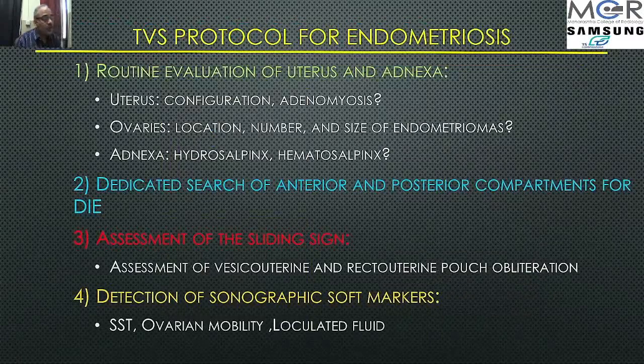So what is the TVS protocol for endometriosis? 1. Do a routine evaluation of uterus and adnexa. Look for the configuration of the uterus, whether there is adenomyosis. In ovaries, locate them, and note the number and size of the endometriomas if you find them. In adnexa, look for hydrosalpinx or hematosalpinx. Then do a dedicated search of the anterior and posterior compartments for DIE, that is deep infiltrating endometriosis, and then do the assessment of the sliding sign for vesicouterine and rectouterine pouch obliteration, and then finally the sonographic soft markers like ovarian mobility, localization of fluid, strands, and so on.